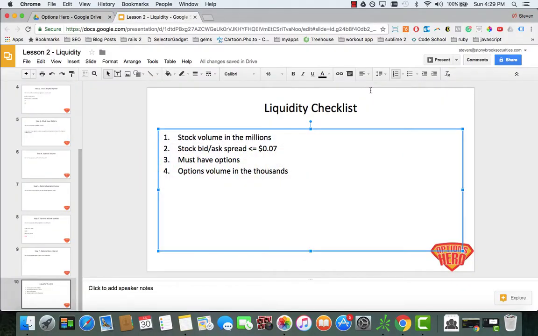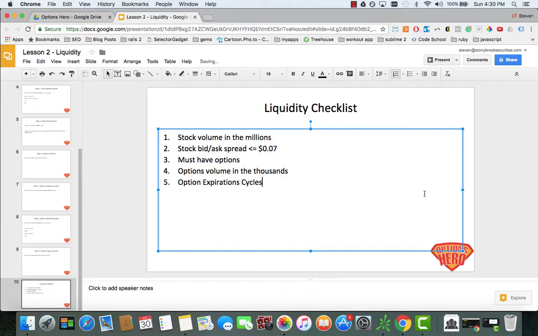So if step 1 is no good, we walk away; we move forward if it is. If step 2 is no good, we walk away. If it's good, we move forward. Step 3 the same, step 4. If the options volume is not in the thousands, we absolutely walk away. However, if it's good, we move on to step number 5, which is options expiration cycles.